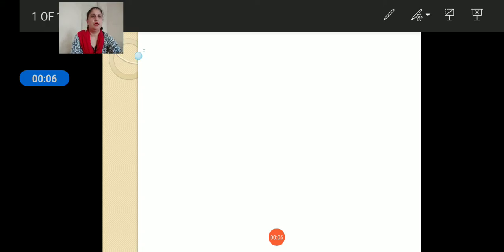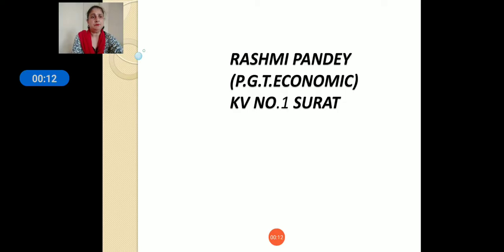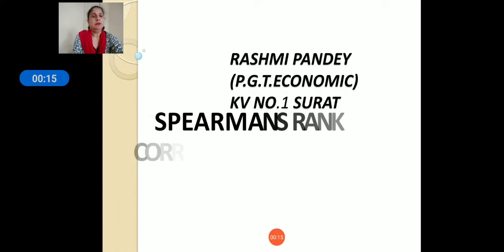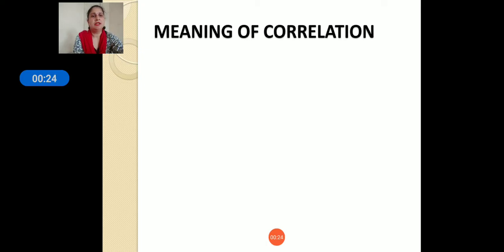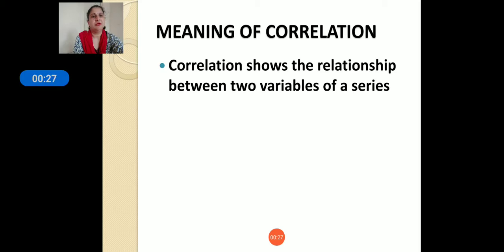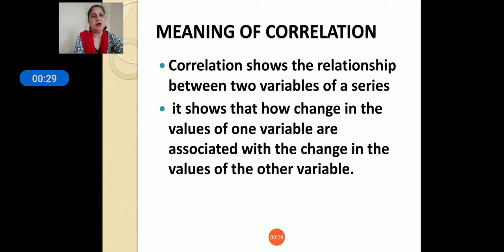In this video, I am going to discuss rank coefficient of correlation. Before we discuss this method in detail, we should know the meaning of correlation. Correlation shows the relationship between two sets of variables. It shows how changes in the values of one variable are associated with changes in the values of the other variable. Means if one variable is changing, what change it is bringing in the other variable. This change may be in the same direction, or it may be in the opposite direction.